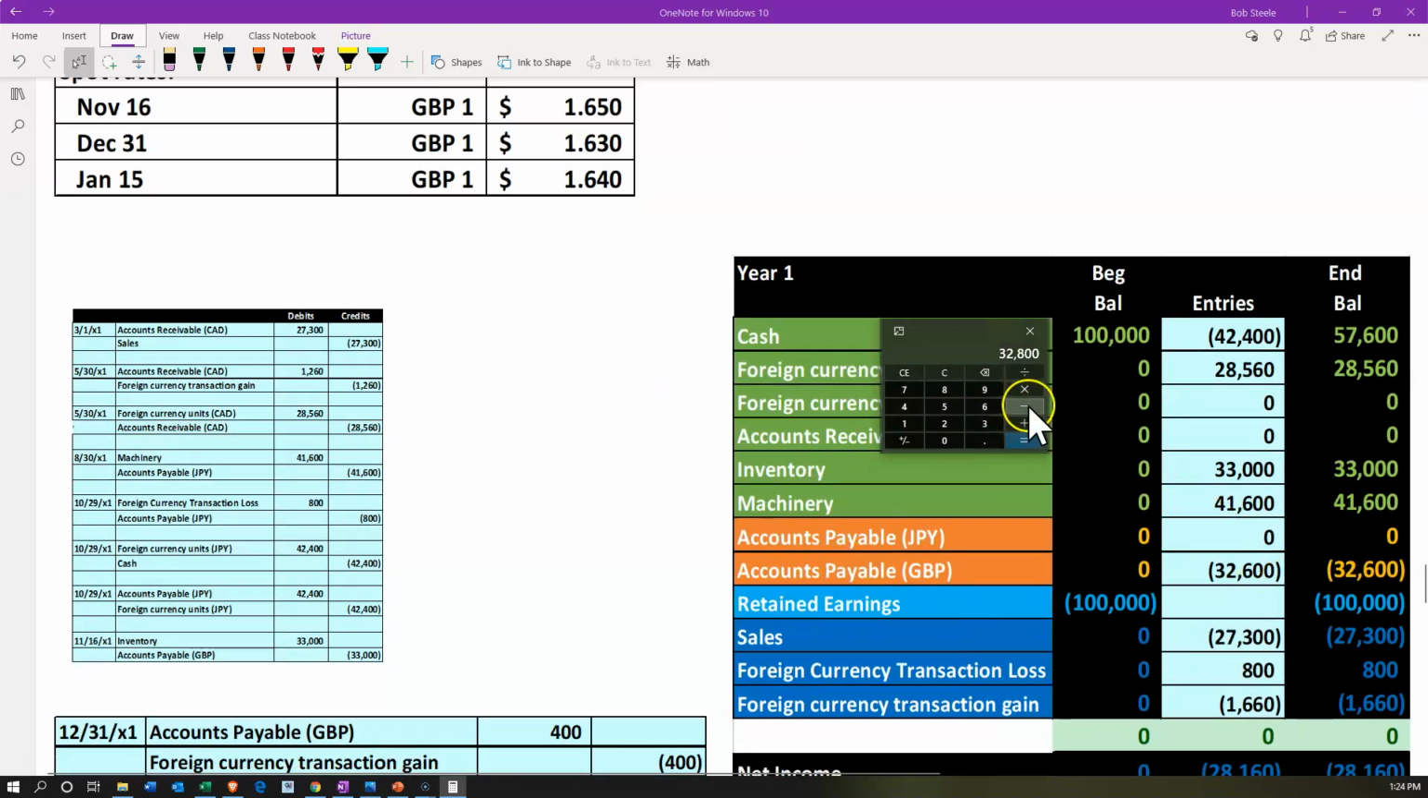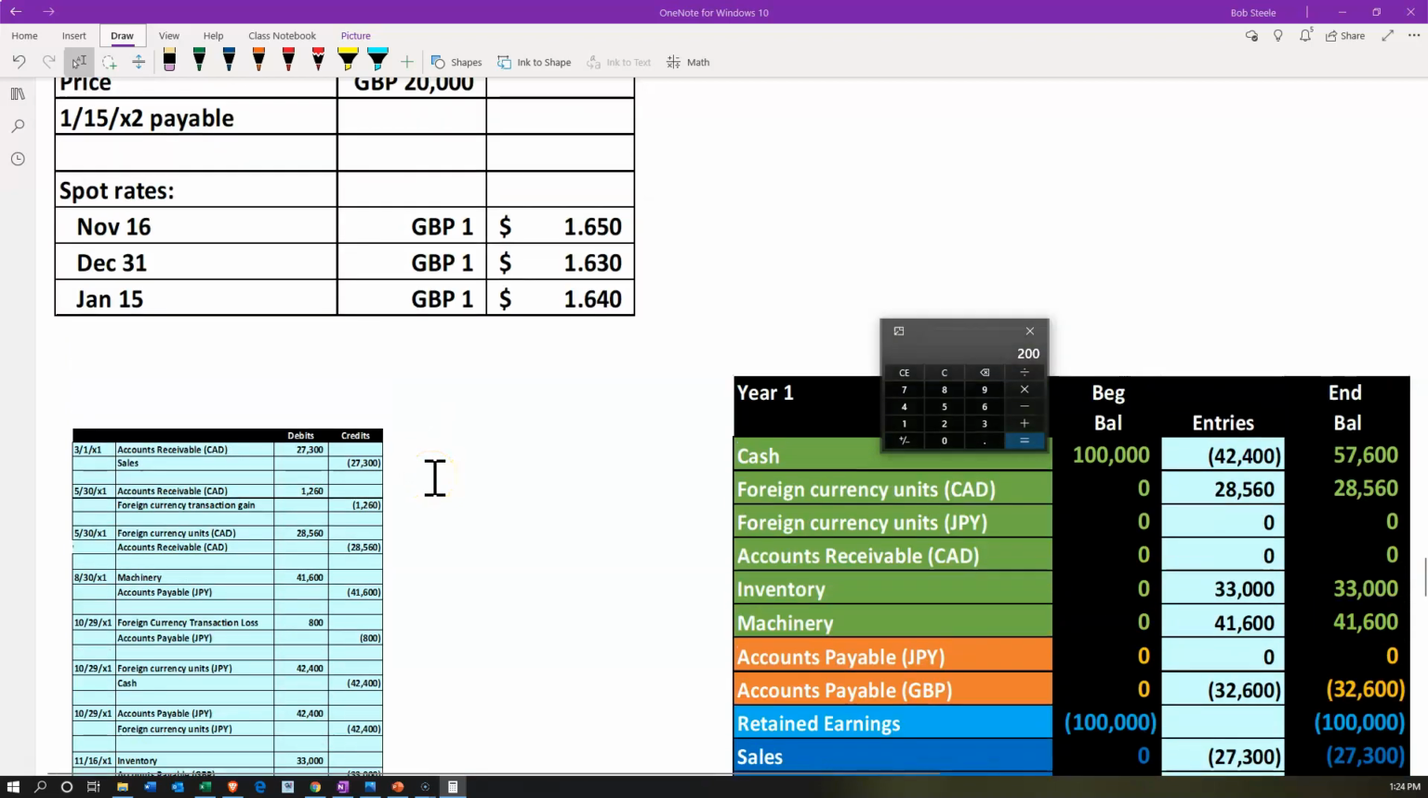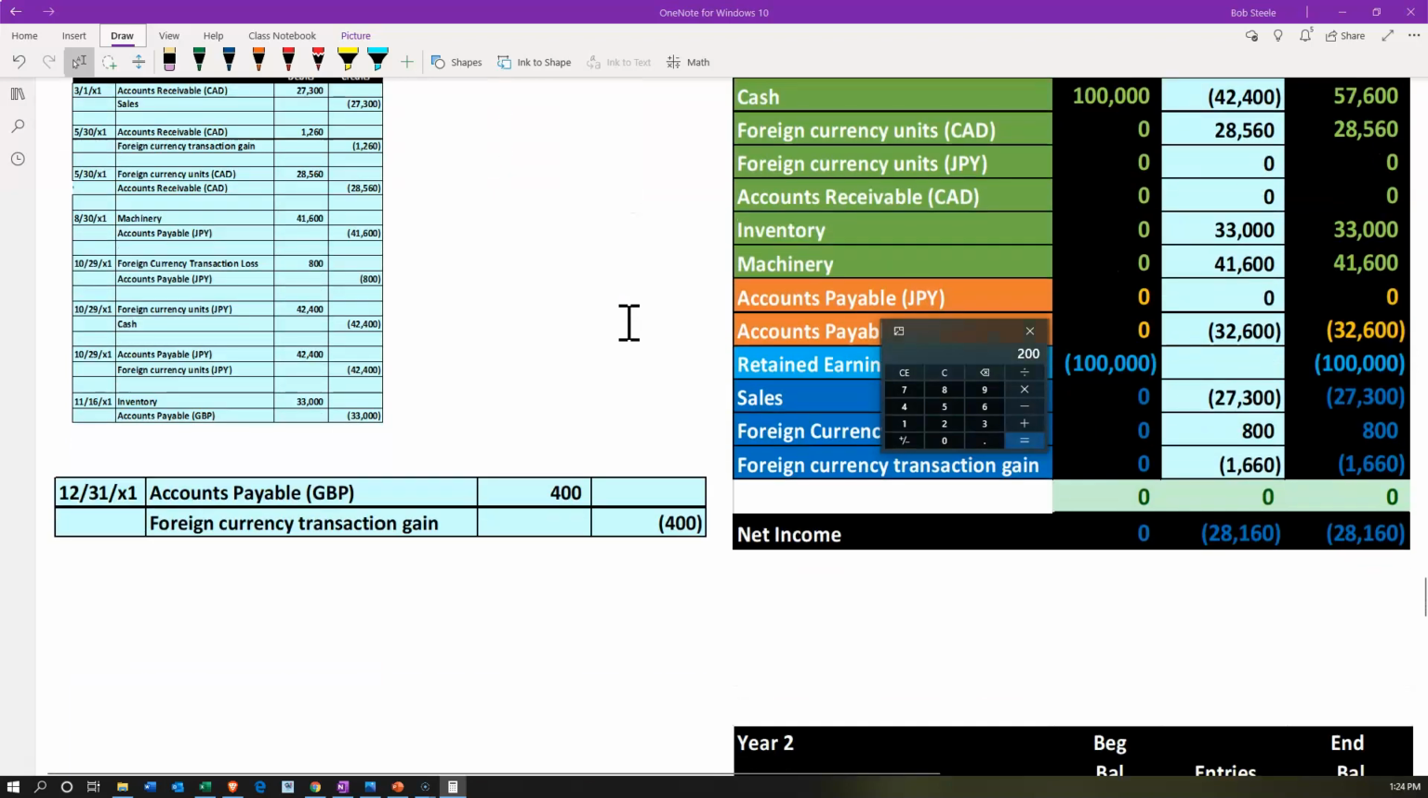It's at 32.6, so 32.6 is going to have to go up to 32.8, so minus 32.6, there's going to be a $200 difference. That's going to result in a loss. Why is it a loss? Because before 1 pound was $1.63. Now 1 pound is $1.64, and we're going to be paying in pounds. And the pound just got stronger because 1 pound is now worth more dollars than it was prior to this. And the fact that we're paying in pounds means that we're paying in something that is now worth more. We have to give up something that's worth more than it was just a little while ago when we had been committed to pay this thing.